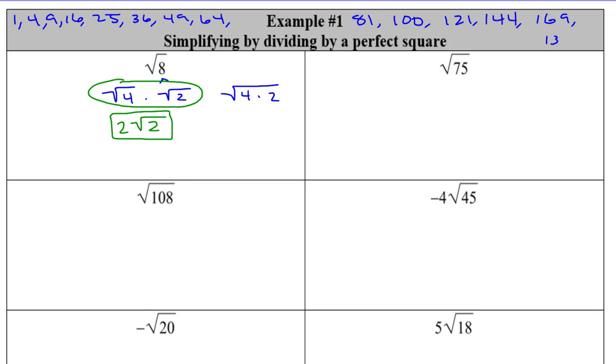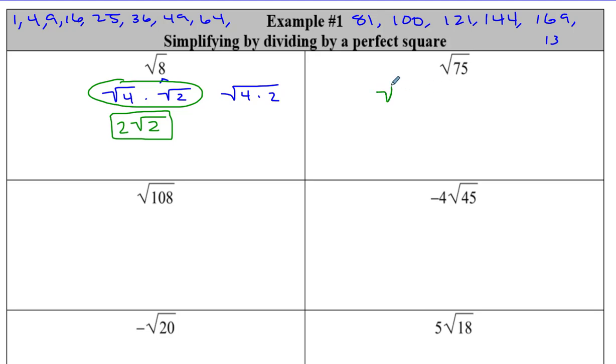Okay, let's try this next one. So 75, well, if I look, what's a number smaller than 75? 64, that obviously won't go in, neither will 49. 36 times 2 is 72, still kind of too big. 25 looks like a good one. So 75 divided by 25 gives me a 3.